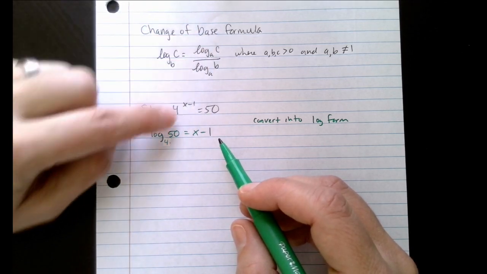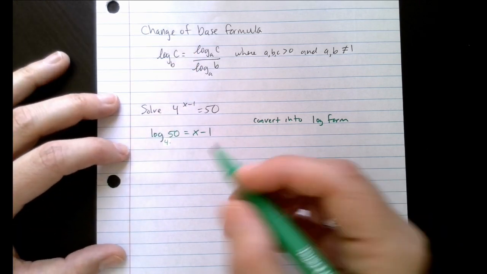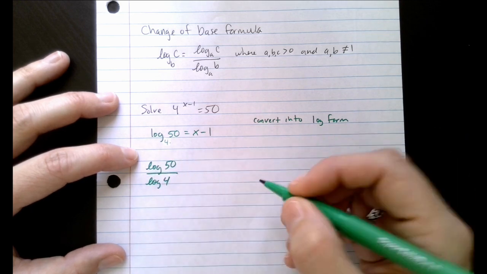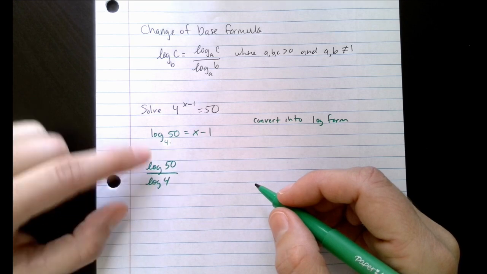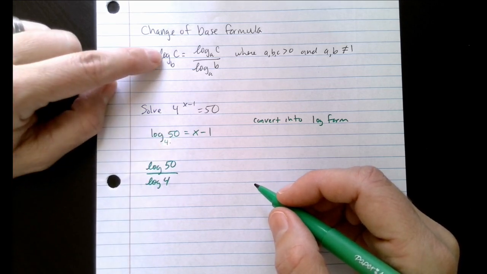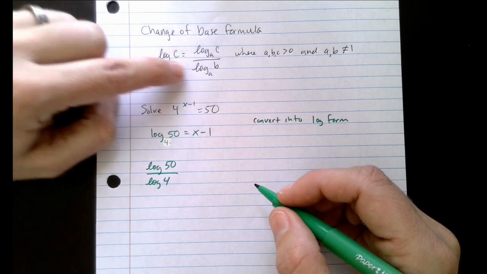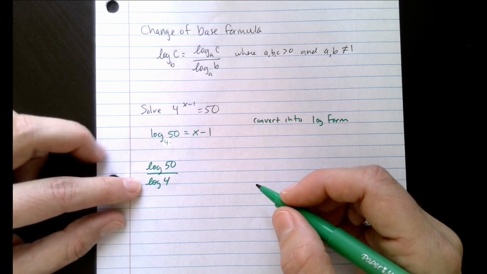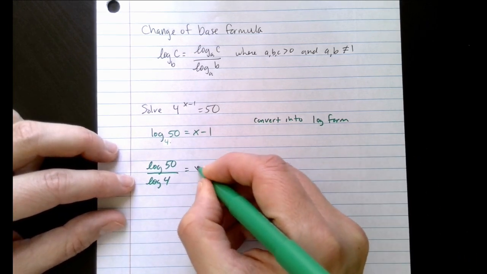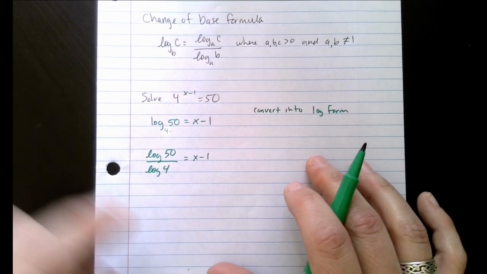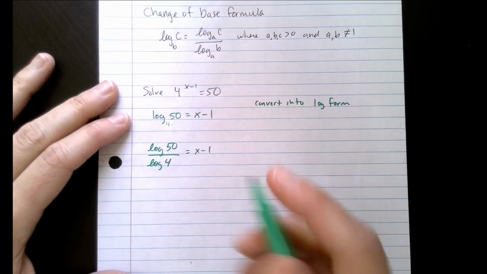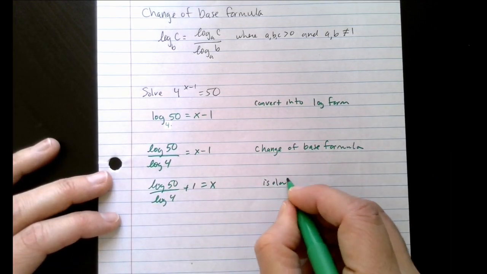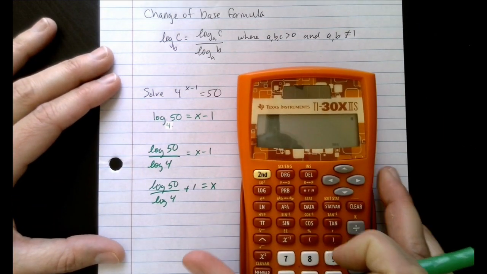Following the change of base formula, we're going to rewrite this in terms of a common log. So we're going to say log of 50 divided by log of 4. So the base is both 10. So log of 50 divided by log of 4. That's what this says. It says log of c divided by log of b. Now, what log you choose to do it in, you can use log, common log, or you can use natural log. It doesn't matter. So that equals x minus 1. Now let's solve for x. What are we going to do? We're going to add 1 to the other side. Now let's use our calculator.